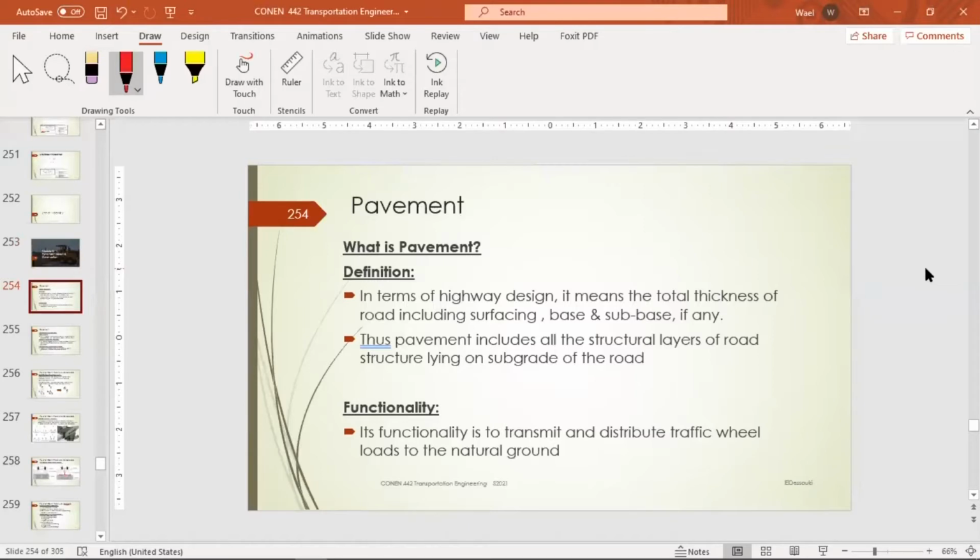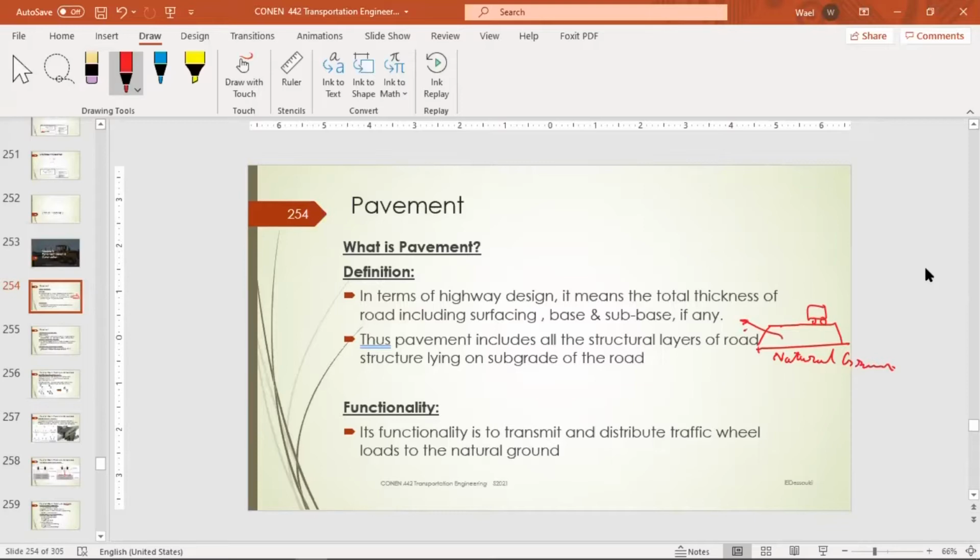Okay, what's the functionality of pavement? So that means when we say this definition, that's the natural ground. Whatever comes on top here for the cars to drive on, this is pavement.